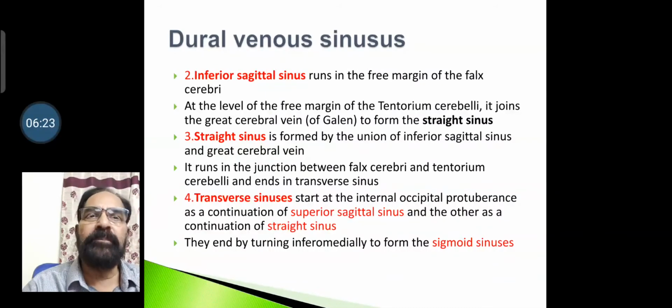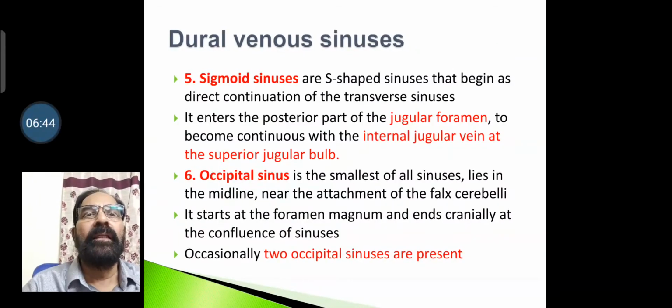Transverse sinus, they are paired. They start at the internal occipital protuberance as a continuation of superior sagittal sinus and other as continuation of straight sinus. They end by turning inferomedially to form sigmoid sinus. Sigmoid sinus, S-shaped sinus that begins as a direct continuation of transverse sinus. It enters posterior part of the jugular foramen to become continuous with internal jugular vein at the superior bulb or superior jugular bulb. Occipital sinus.